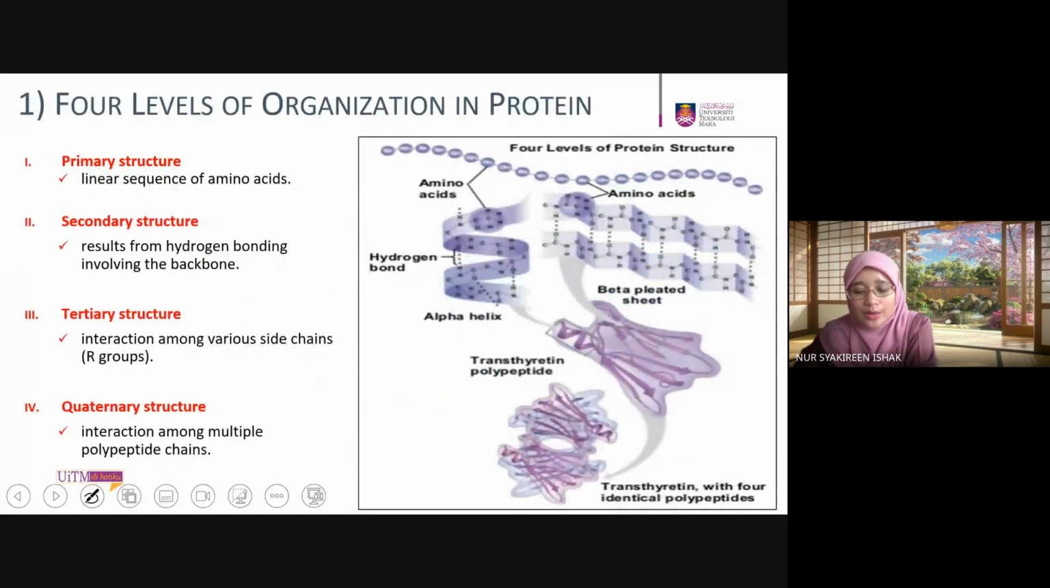Okay, so four levels of organization in protein. You classify protein based on levels of organization. The first level is primary structure, which involves an amino acid attached to another amino acid, attached to another amino acid through the formation of peptide bonds. A linear sequence of amino acids. That is the basic level of organization.